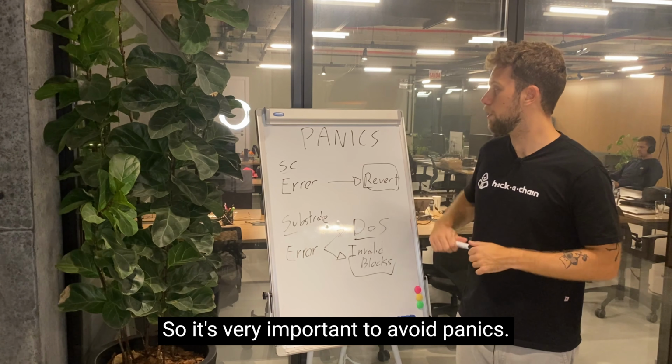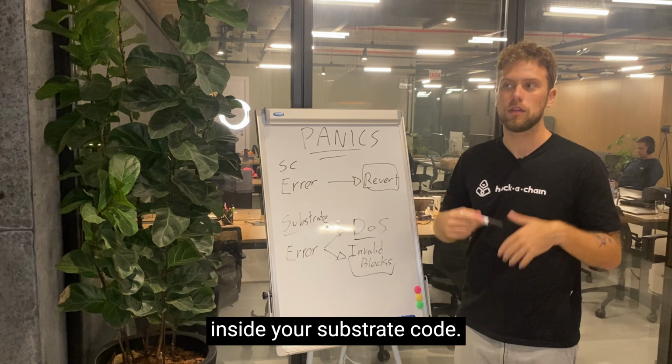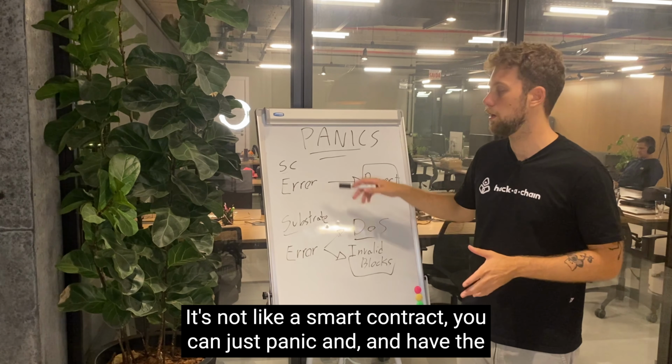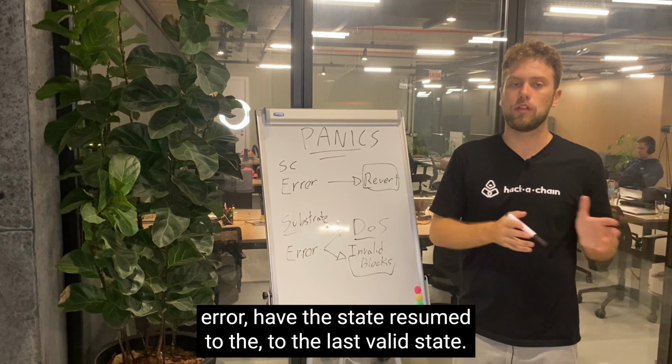So it's very important to avoid panics. You cannot have any situation where you're going to have panics inside your Substrate code. So this is very important. It's not like a smart contract, where you can just panic and have the errors, have the state resume to the last valid state. Here you have to take care so that everywhere in the code there's no possibility of causing a panic, because panics are going to make your node stop working.